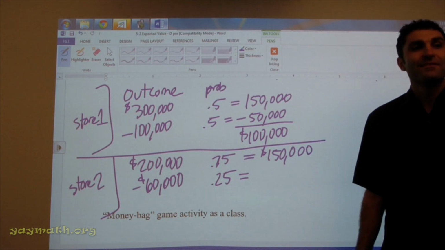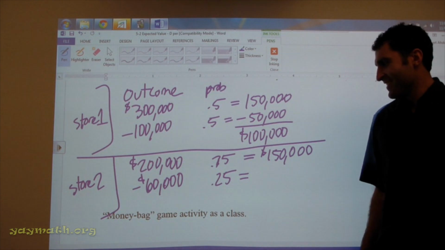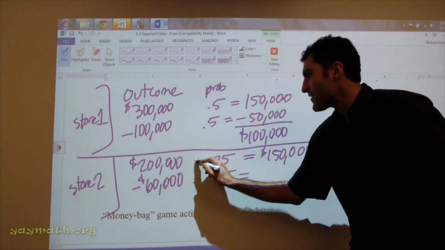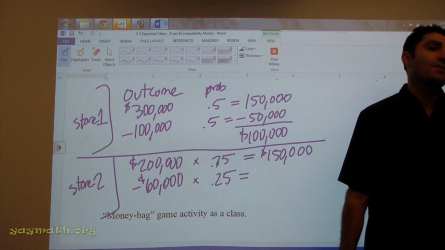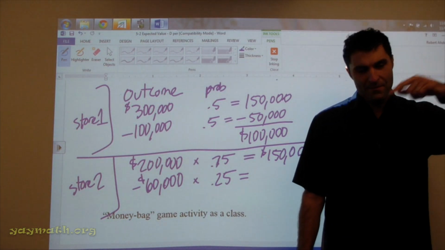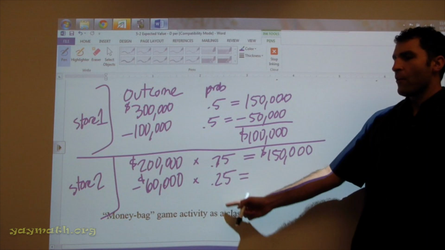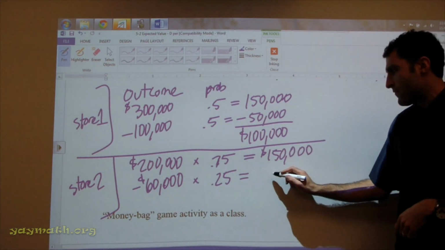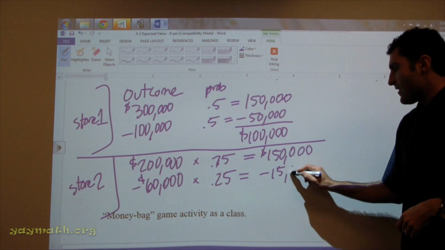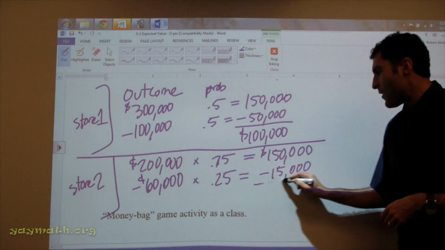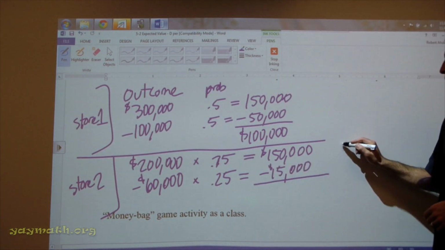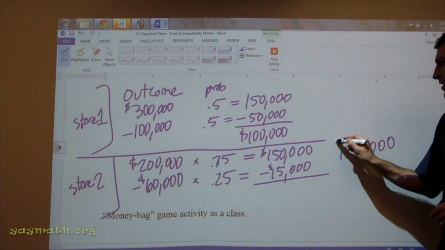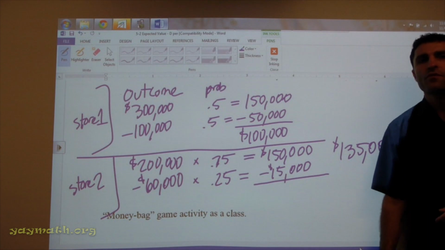Why is it times 0.25 for the bottom one? Because what's the probability of success? 0.75. So what's the probability of failure? The remaining. Good job. So we can make a whole lesson out of that, but you do it intuitively. A quarter of 60 is minus 15. So your intuition was correct. 135,000. So which restaurant would you rather invest in year over year?